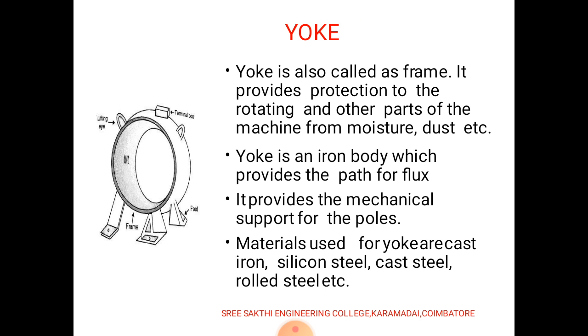Yoke is also called the frame. It provides protection to the rotating and other parts of the machine from moisture, dust, etc. Yoke is an iron body which provides the path for flux. It provides mechanical support for the poles. Materials used for yoke are cast iron, silicon steel, cast steel, rolled steel, etc. That is, the yoke is the overall outer part of the machine.